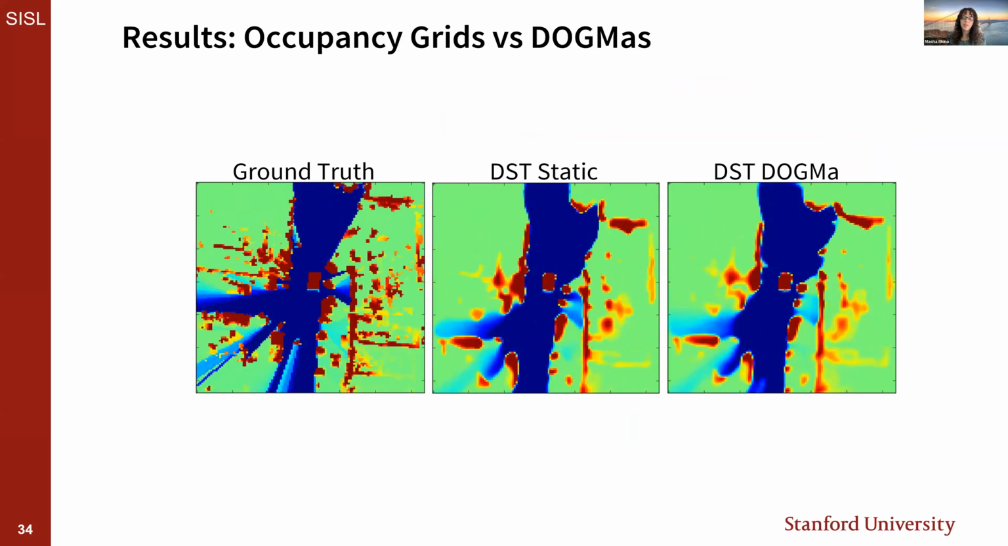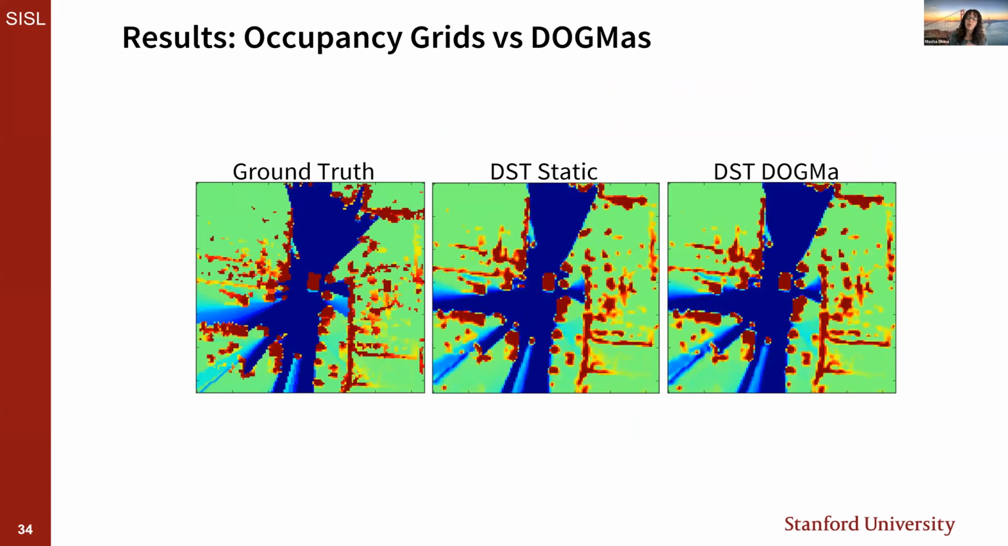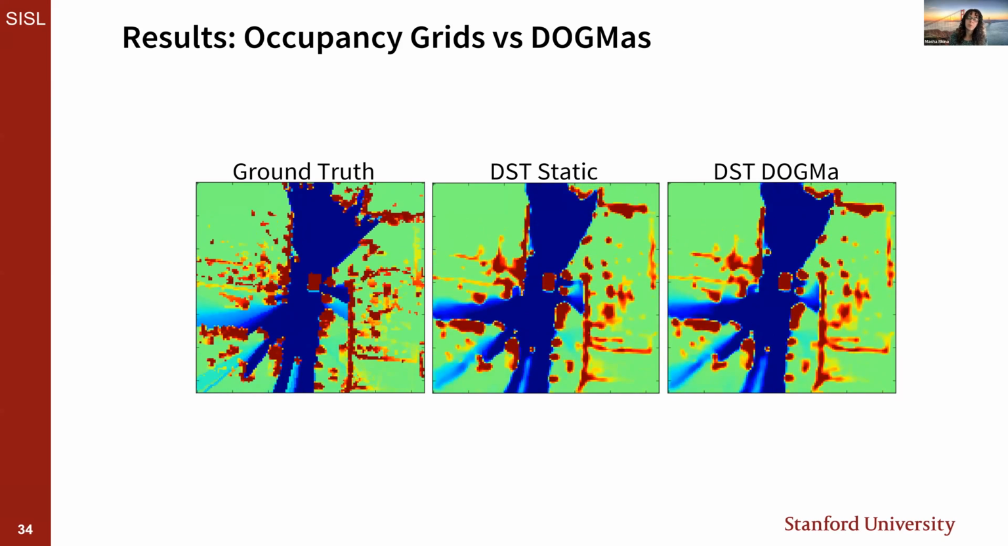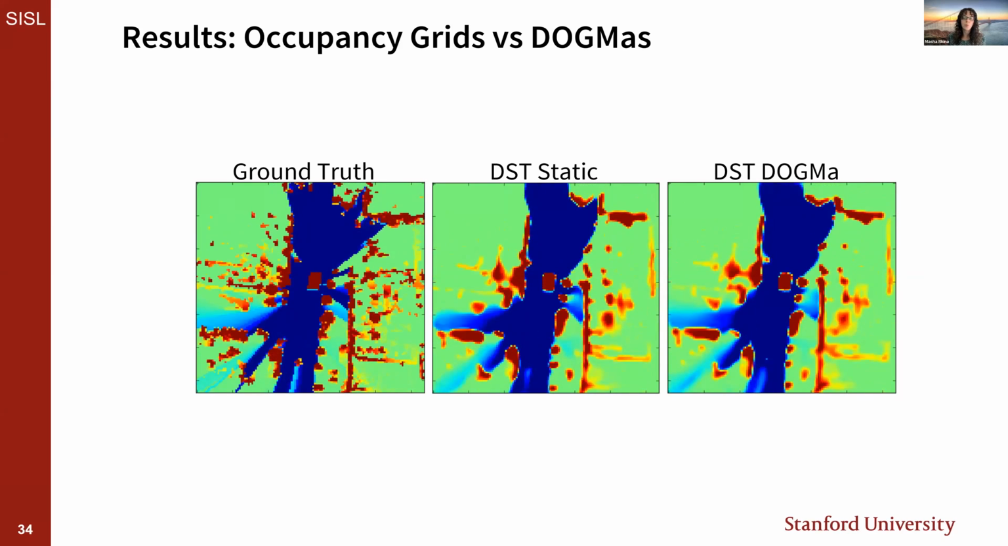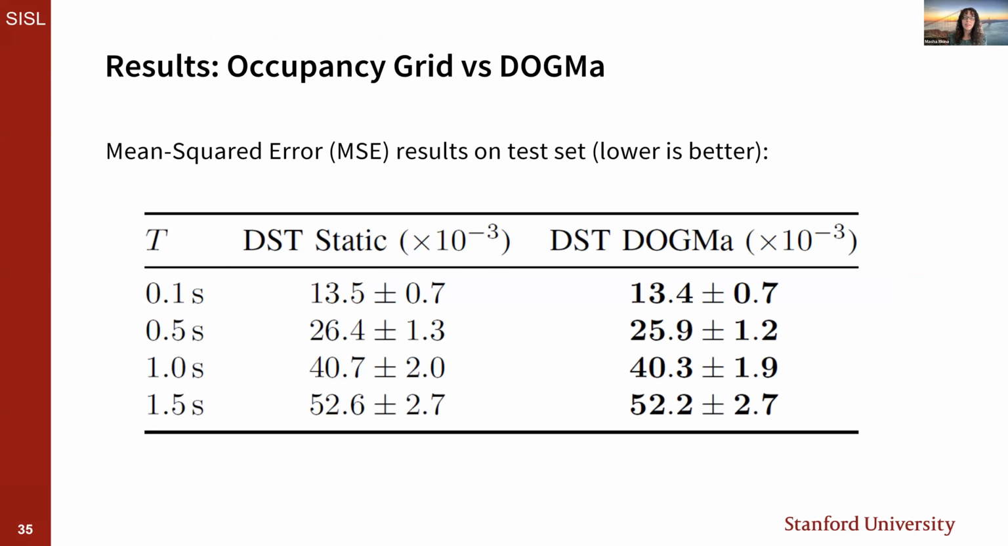Although the start of the turn is captured for the bicyclist, the dynamic object eventually starts to disappear from the predictions. An important note here is that both predictions with just static OGM data and the particle filter velocities are quite similar. This qualitative observation is confirmed in our quantitative results. We found that although DST DOGMA does slightly better in MSE, this improvement is not significant according to our standard error.